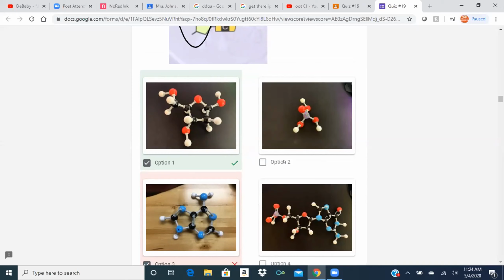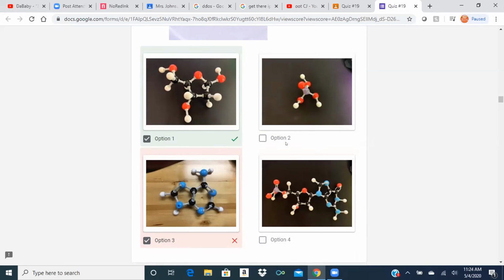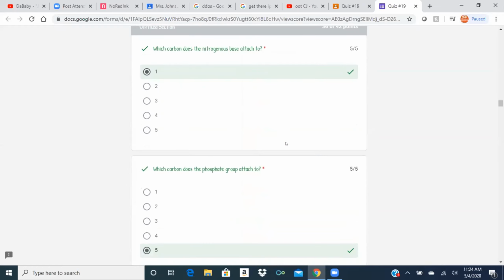You're right. It's a complete nucleotide. So the labeled parts are the nitrogenous bases that connect, and the backbone, or the sides of the ladder, are phosphate and 5-carbon sugar. All right. You understand that now?